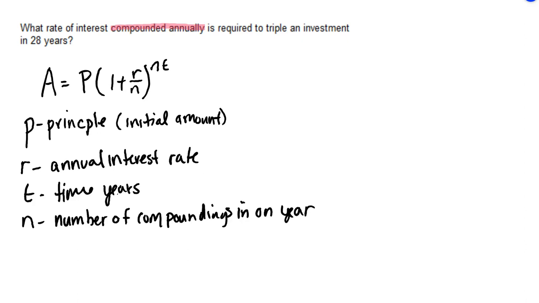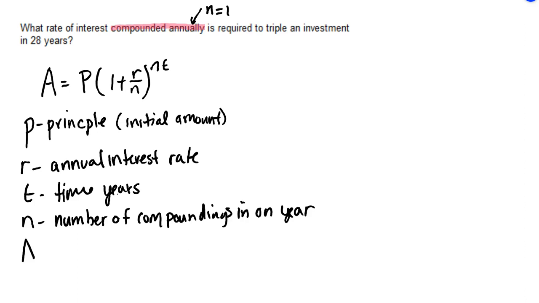Compoundings refer to how often interest is added into the account. Most savings accounts would add interest monthly, and N would be 12 for 12 months in a year. Or some accounts could be quarterly. In that case, N would be 4 because interest would be added or compounded 4 times in a year. In this example, it says compounded annually, so our N will be 1, once a year.